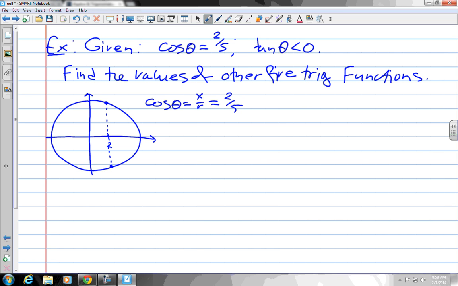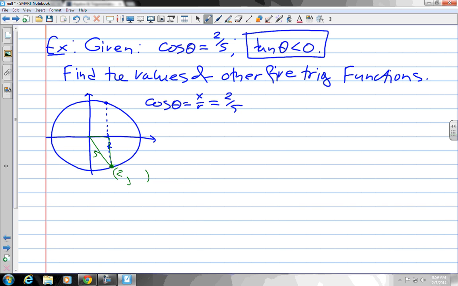And this is where we use the second part of what's given. Tangent of theta is negative. So which quadrant are we in, where cosine is positive and tangent is negative? Fourth quadrant. So this is going to be our point, right? This is where tangent is negative and cosine is positive. So this is what we look at. This is our little triangle. R equals 5. The x value is 2.